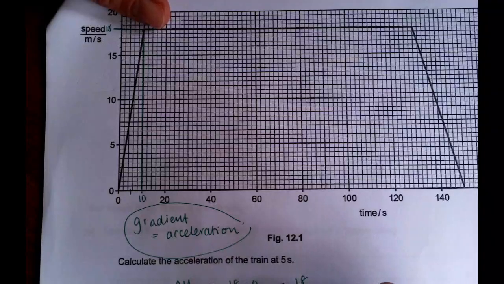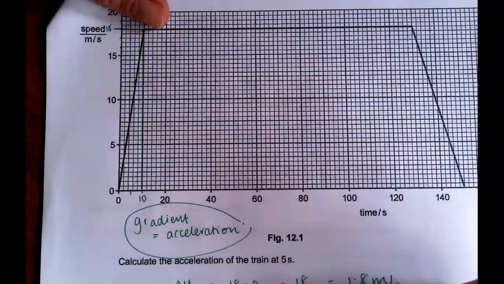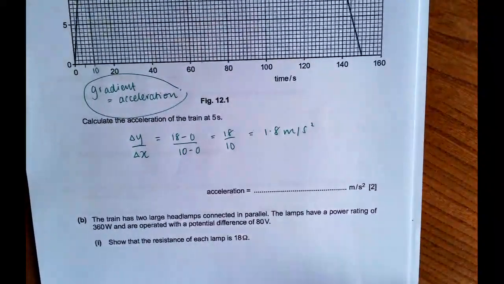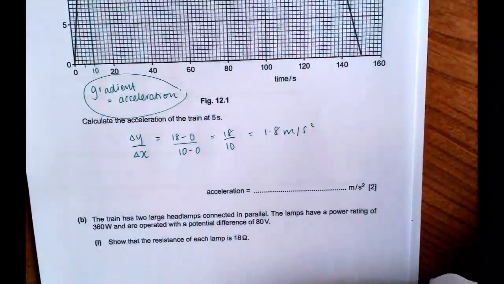18 over 10 is 1.8 meters per second squared. Sorry, I haven't even shown you that. There you go, so you can see what I've done. So just make sure that you're happy with how you've got that gradient.